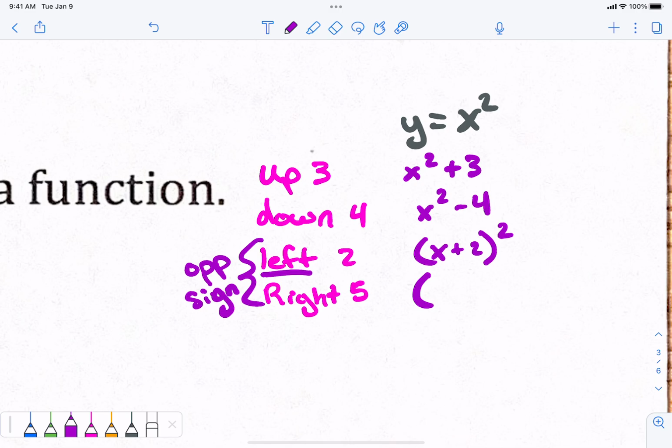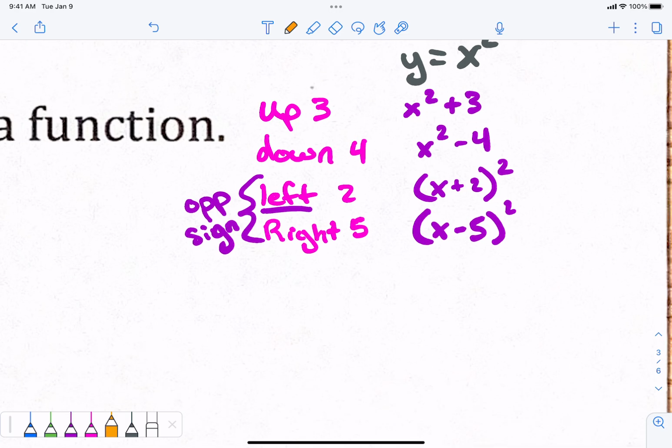So what would right 5 look like? (x - 5) squared. So the square goes on the outside of the number. Do you see how that's different than up, down? Yeah. Okay. All right, so there's those.